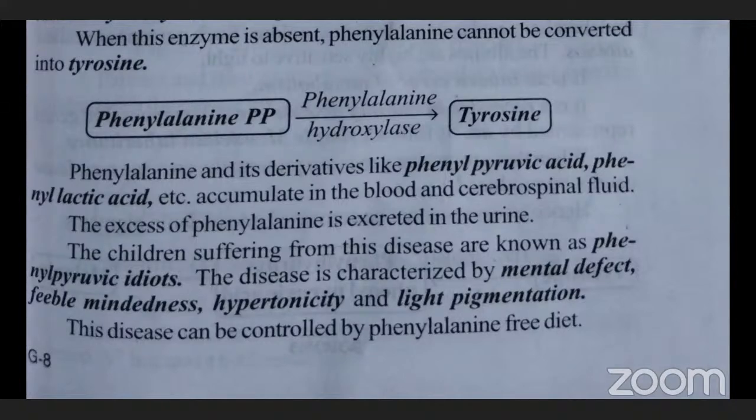The third one is albinism. The first one is phenylketonuria. Phenylketonuria is a metabolic disease which is characterized by the continuous accumulation of phenylalanine in the blood. So, important one, kindly note it. Phenylketonuria means a continuous accumulation of phenylalanine in the blood.